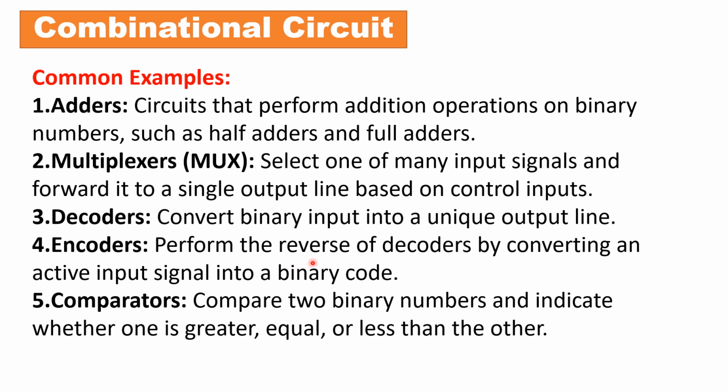Encoders are the reverse of decoders; they convert an active input signal into a binary code. For instance, a 4 to 2 encoder takes one of four inputs and outputs a 2-bit binary representation of the active input. Comparators compare two binary numbers and indicate whether one is greater, equal, or less than the other. These circuits are useful in applications like sorting algorithms and digital decision-making processes.